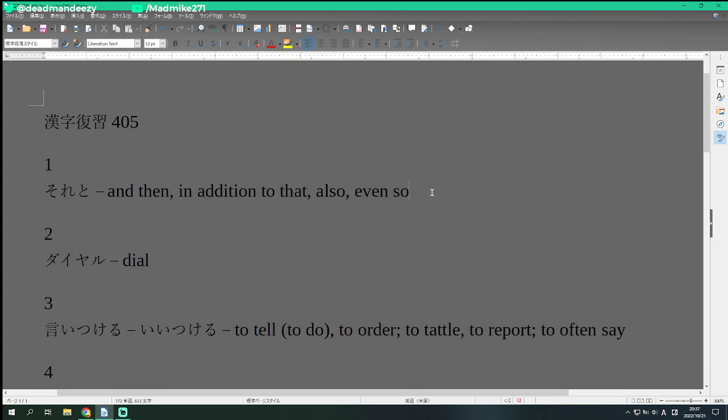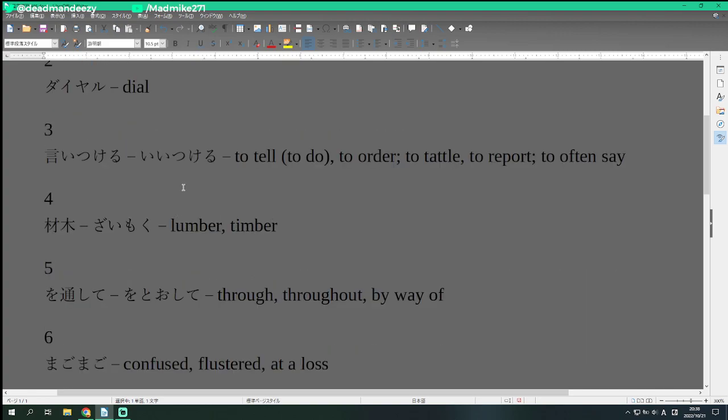Our first word for the day is soreto. Soreto means and then, in addition to that, also, and even so. Sore on the left side is that, referring to whatever was just said, and to is a particle that's kind of equivalent to and. So soreto, that and, is kind of the literal translation. Soreto is and then, in addition, also, or even so. Soreto.